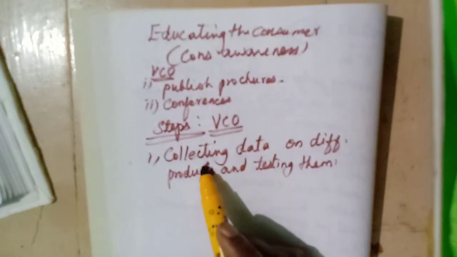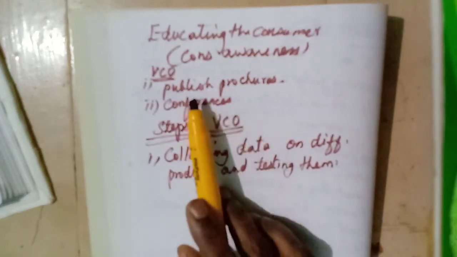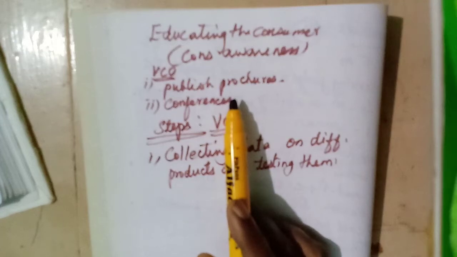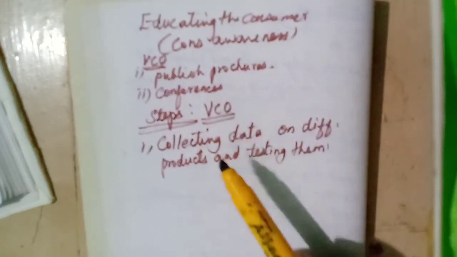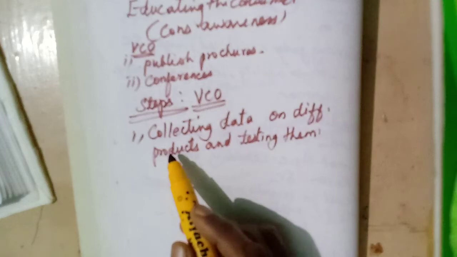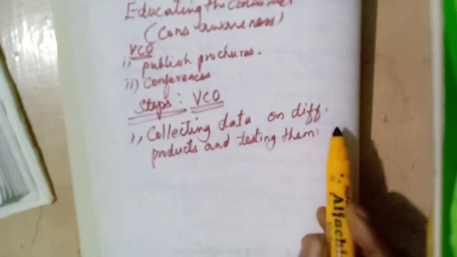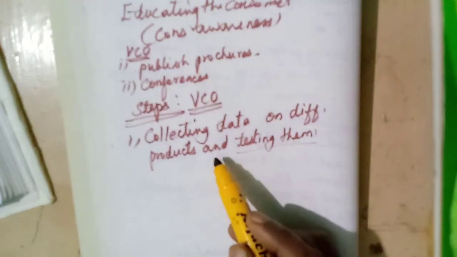So they are doing this in our country also, these voluntary consumer organizations. They publish what chemicals are added in that product, how it affects the health of the people who use them. So that is their first step. They have to collect data on different products and test them in the laboratory. Understood?